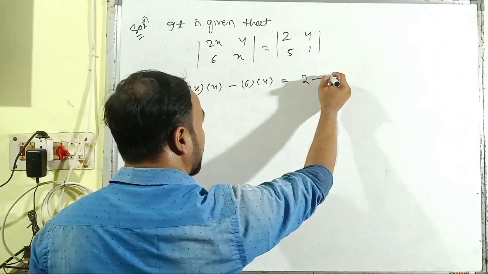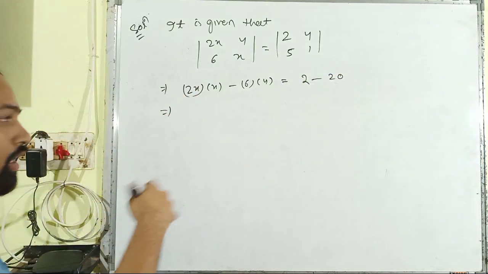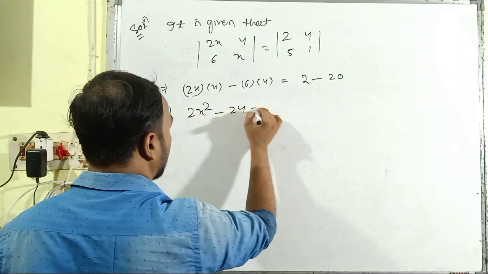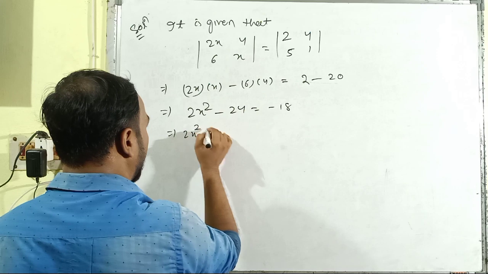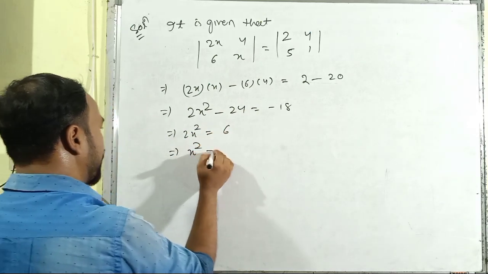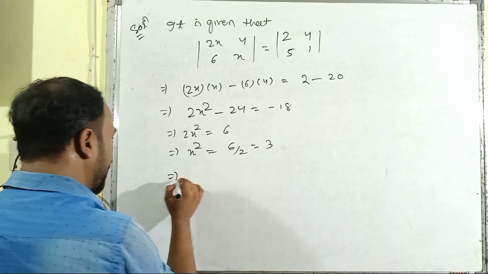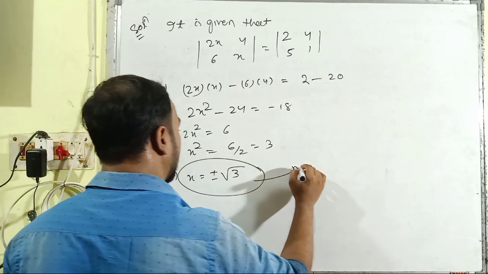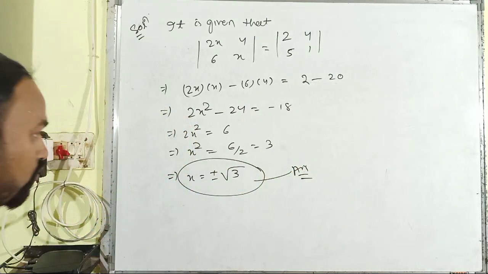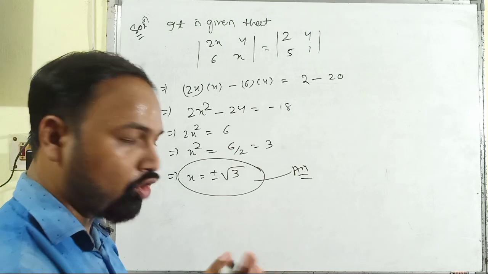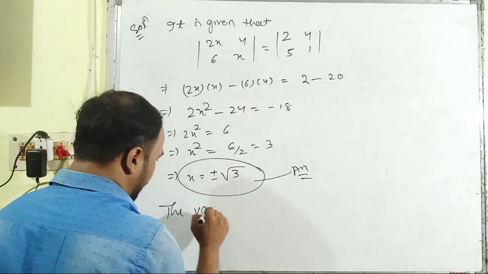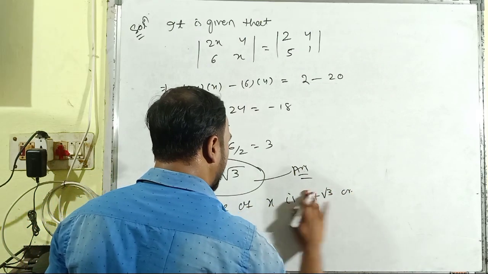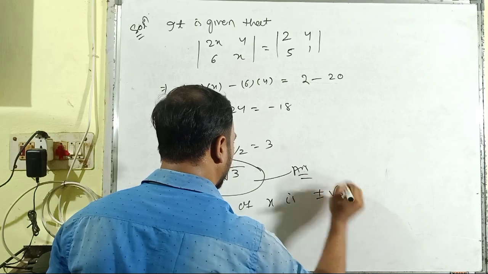You can write it in a simple way, or you can solve it step by step. Okay, 2x square minus 24, it is minus 18, then 2x square is equal to plus 6. That means x square is equal to 6 divided by 2, it is 3. Then the value of x is plus minus root 3, and here it is the answer. So the value of x is plus root 3 or minus root 3, or you can write it in a single step as plus minus root 3.